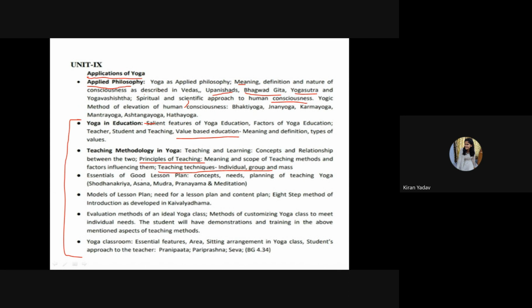Essential of good lesson plan. This we will cover in the last chapter. Concepts, needs, planning of teaching yoga, and models of lesson plan. This is also in the 8th chapter. Need for a lesson plan and content plan. 8-step method of introduction as developed in Kaivalya Dhamma. Evaluation methods of an ideal yoga class. Methods of customizing yoga class to meet individual needs. The student will have the demonstration and training in the above mentioned aspects of teaching methods.